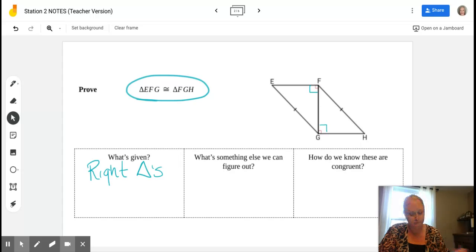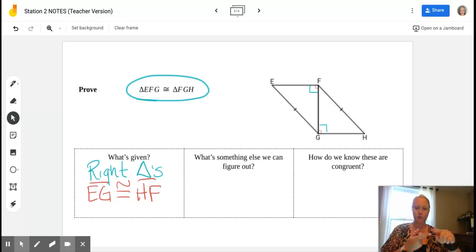The other piece of information that is given to us is, see these two little tick marks right here? They mean that those two sides, EG and HF, are congruent. So let's go ahead and write that information down because that is also given to us. EG is congruent to HF. So that's our given information.